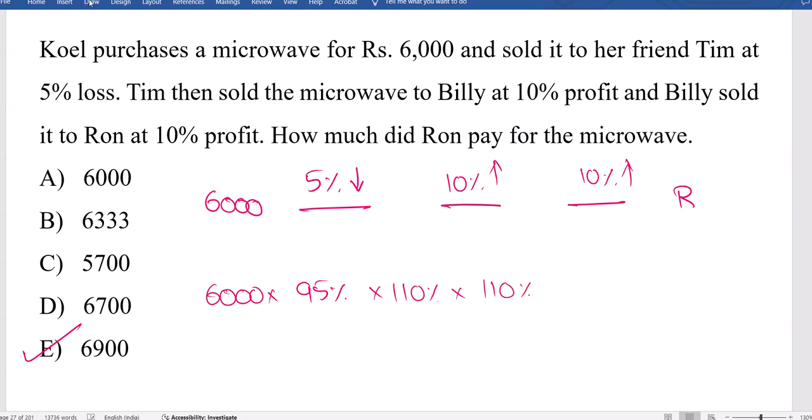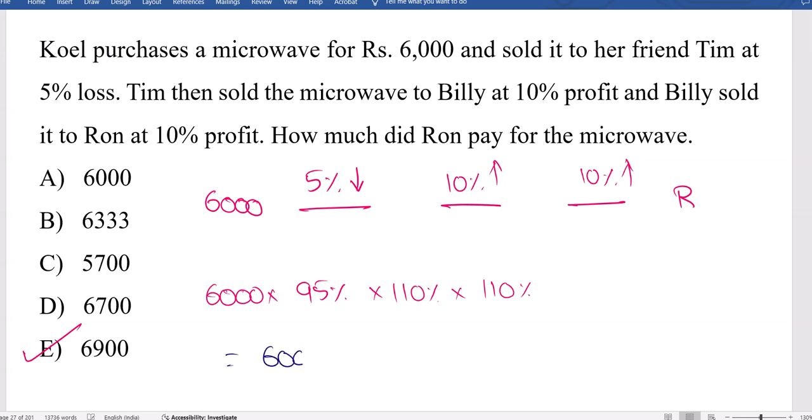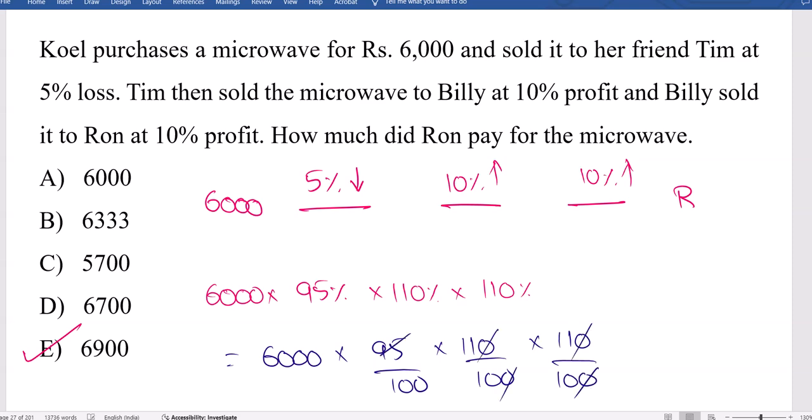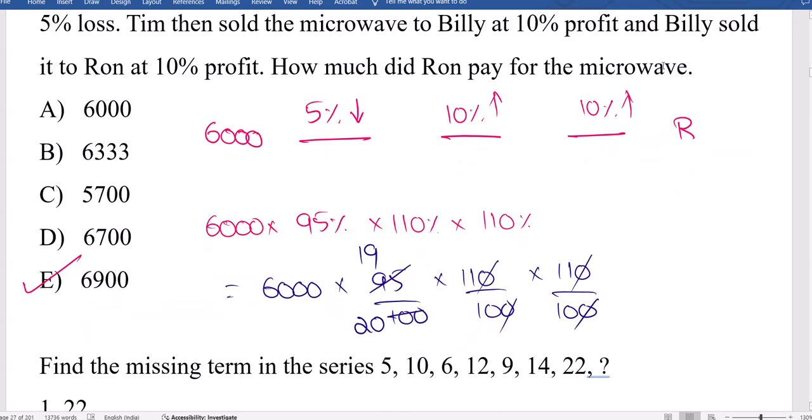It's all up to you. I'm not mentioning only this method here. There is a step-by-step methodology as well. 95 divided by 100, 110 divided by 100, again 110 divided by 100. So this 0 will get cancelled. This is 19 by 20, and all these zeros will cancel.